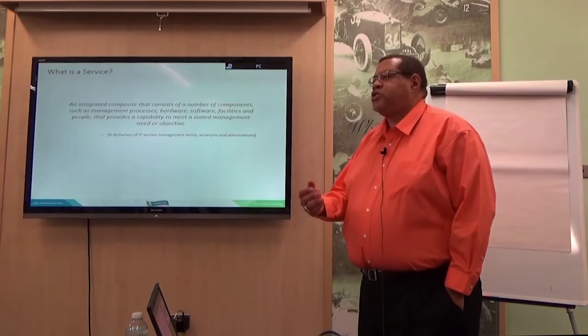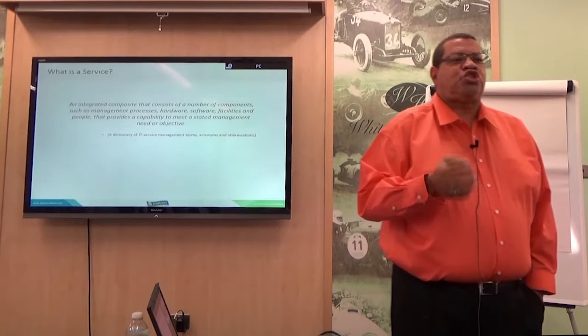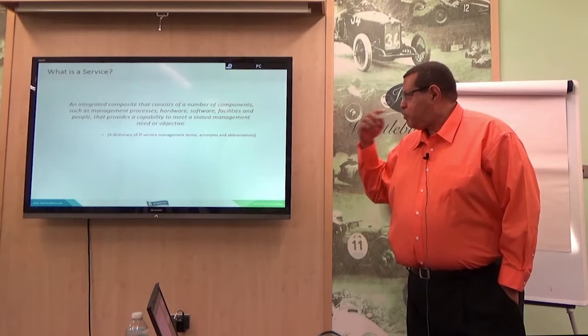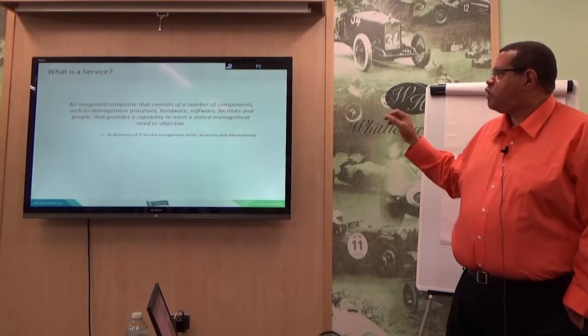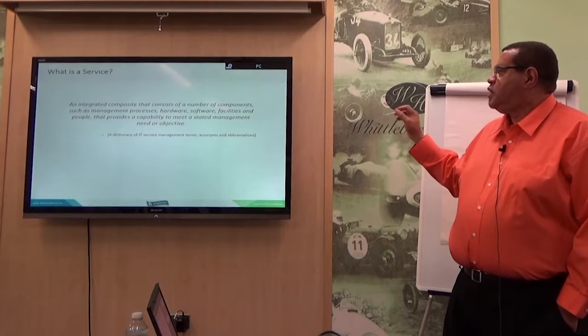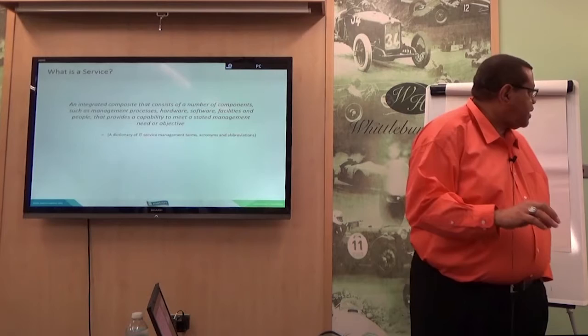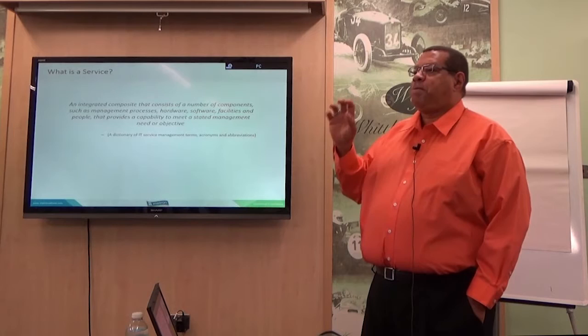One of the terms that you're going to end up hearing about with capacity management is service. And what is a service? This is a definition from the IT service management terms: an integrated composite that consists of a number of components such as management, processes, hardware, software, facilities, and people that provide a capability to meet a stated management need or objective.